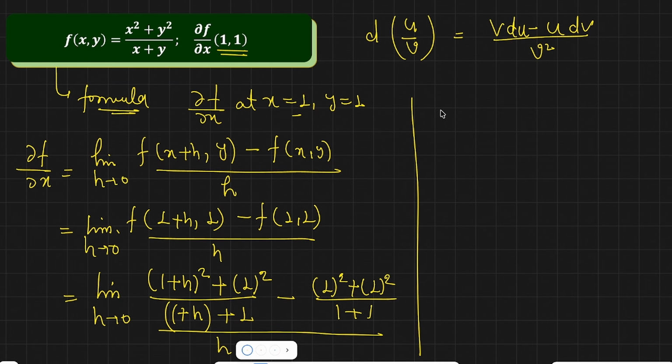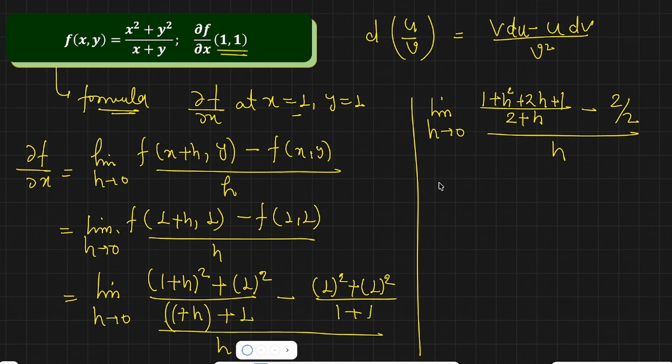You solve this. When you solve this, you will get limit h tending to 0, 1 plus h square plus 2h plus 1 upon 1 plus h plus 1. It will be 2 plus h. 1 plus 1 will be 2, and it is divided by h, so I can write 1 by h. It is 2 plus 2h plus h square upon 2h minus 1.